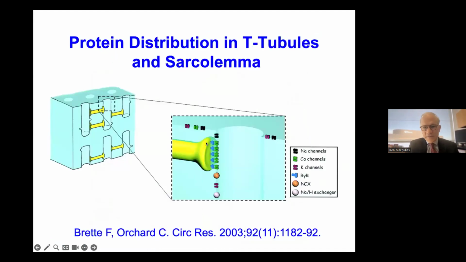I mentioned that the distribution of these different channels is non-uniform on the sarcolemma. So this is the cell surface. This is within the T-tubule. What we see is that there are lots and lots of L-type calcium channels within the T-tubule, and they're directly opposed to the ryanodine receptor because their role is to trigger that calcium-induced calcium release, and their spatial orientation is a good fit with that.